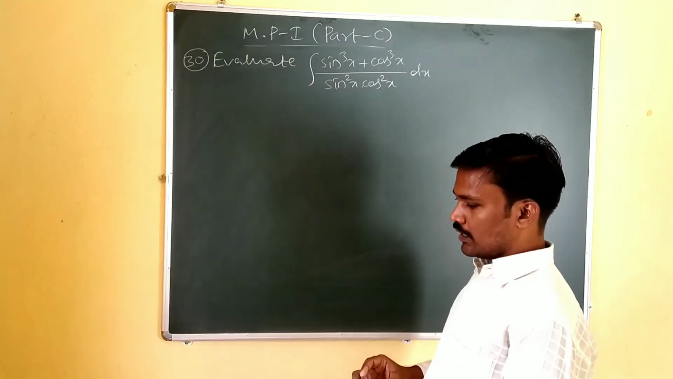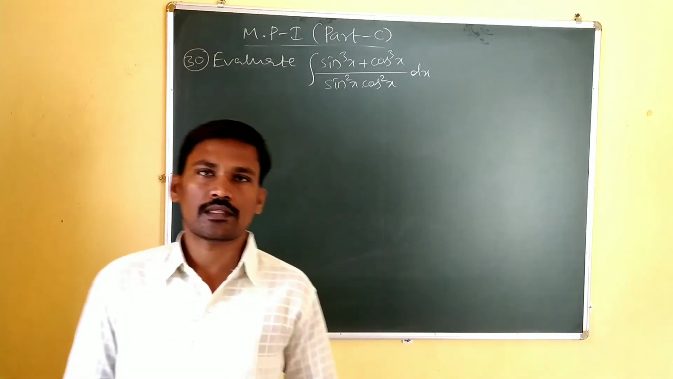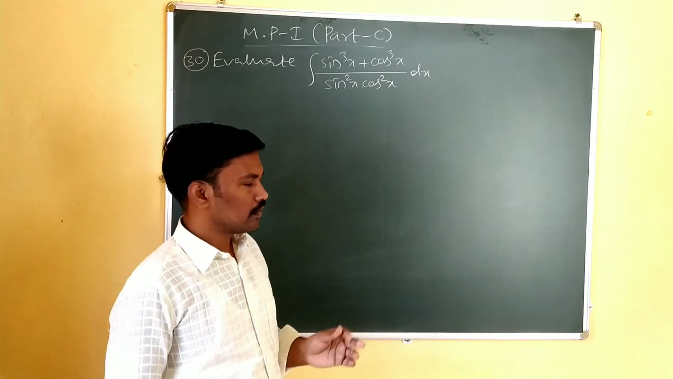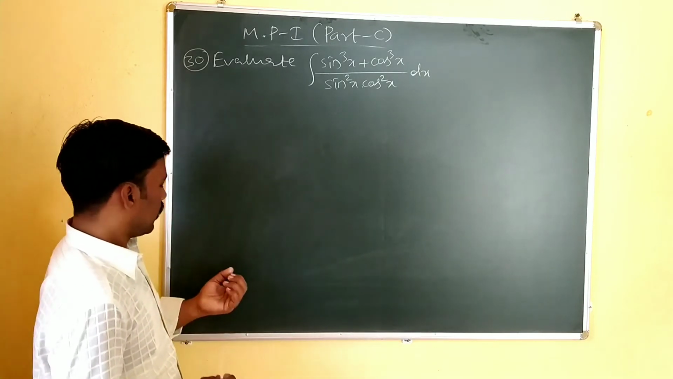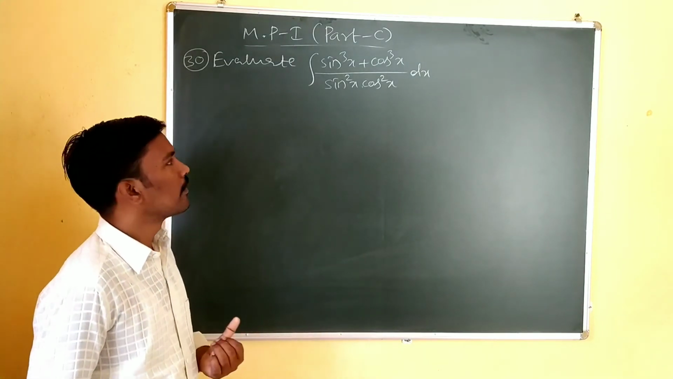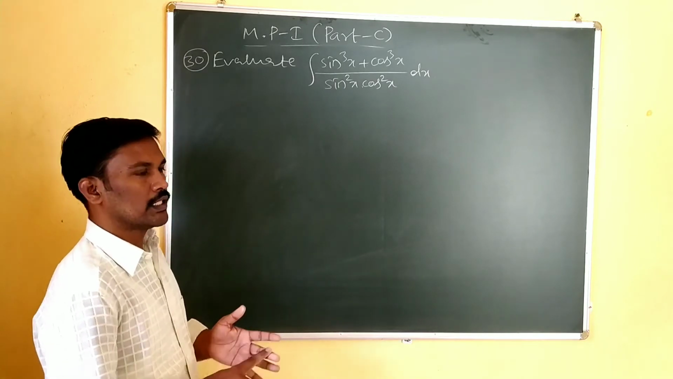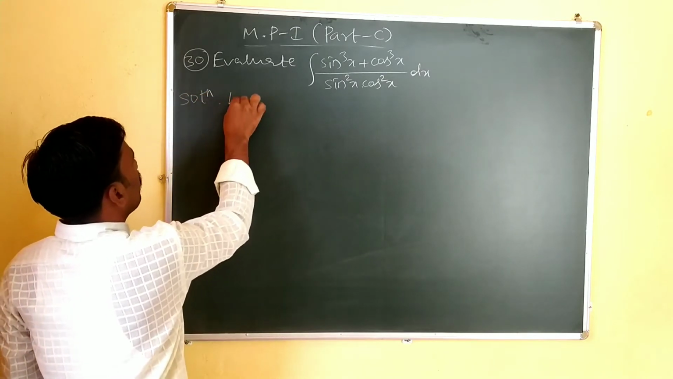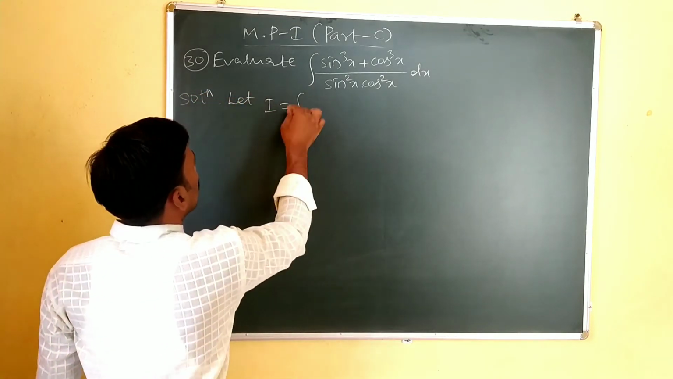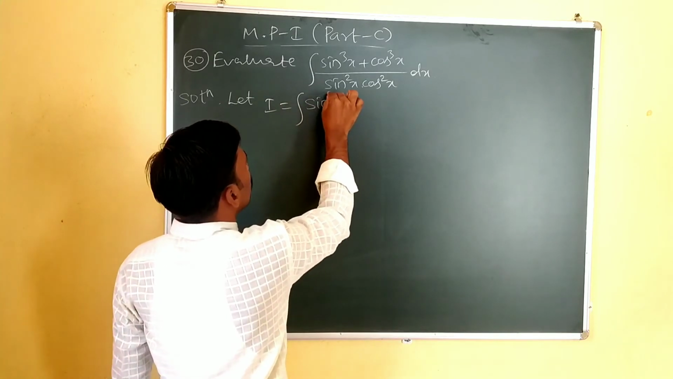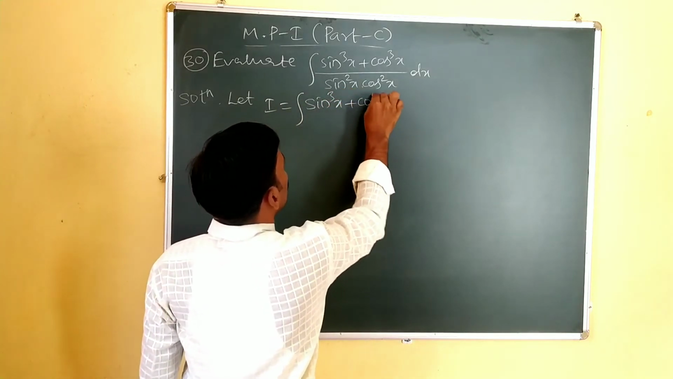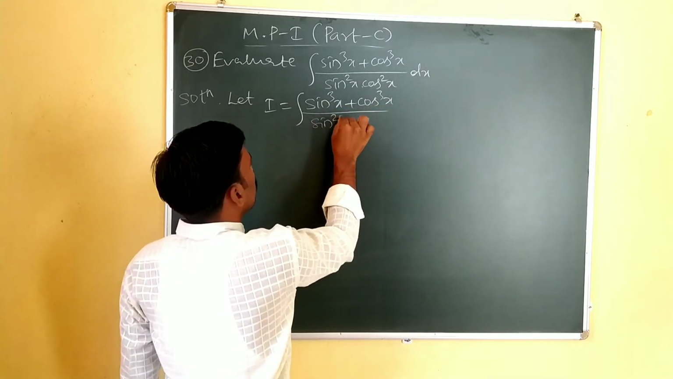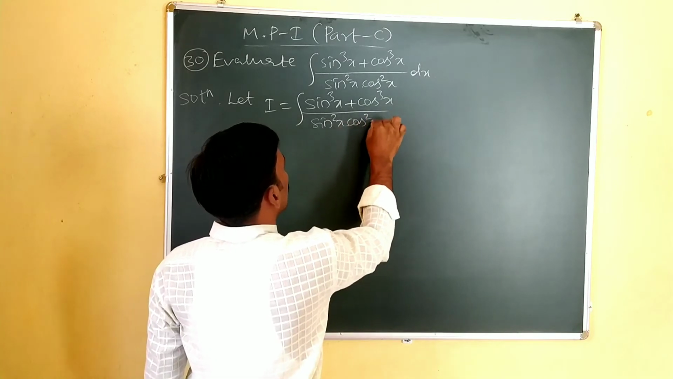See the next question, number 30. Evaluate integration of sin cube x plus cos cube x divided by sin square x into cos square x. Okay, this is from integrals. So this time you are going to get 3 questions from this topic. Question number 30, 31, 32. So look at the given integral. Let us take that as an I. Let I is equal to integration of sin cube x plus cos cube x whole divided by sin square x into cos square x.